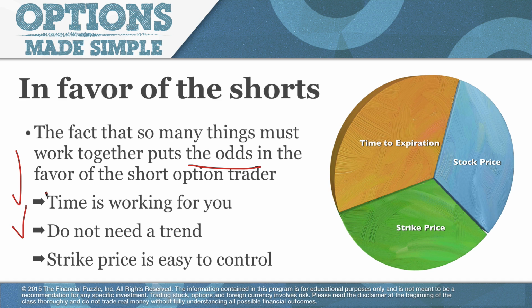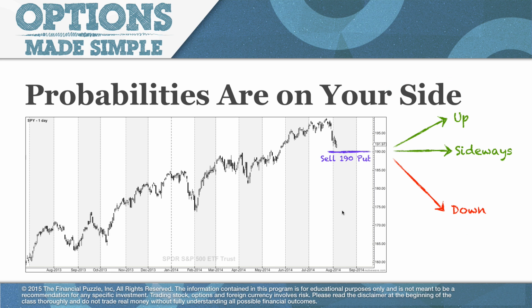You don't actually need a trend. It could be trending or it could be a stagnant trade. It's fine either way. And the strike price, that's very easy to control because you can get into the right strike price when you short these options. So in a lot of ways, shorting options becomes a relatively easy play.